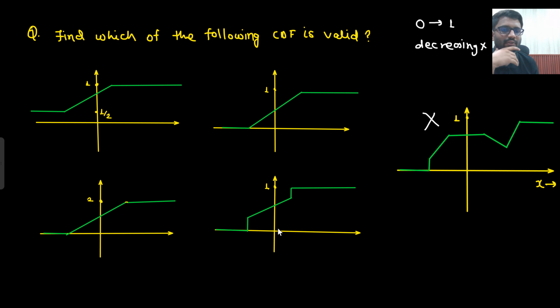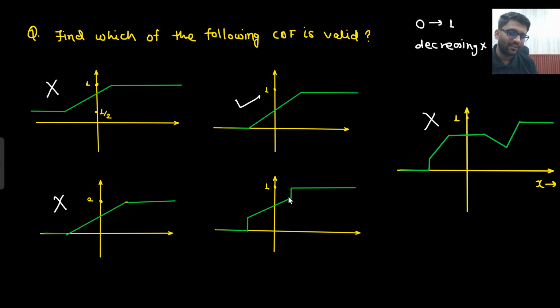In the rest of the cases, it is not decreasing. It will start from 0 and will go to 1. Starting from 0? No. Will go to 1? Yes, it is going to 1. Will go to 1? It is going to 2. Wrong. Now, starting from 0, going to 1. Yes. In a non-decreasing manner? Correct. Starting from 0, going to 1 in a non-decreasing manner.